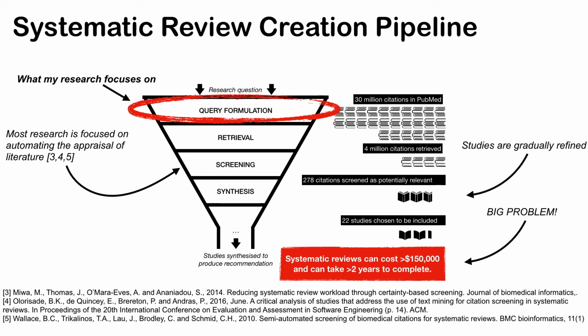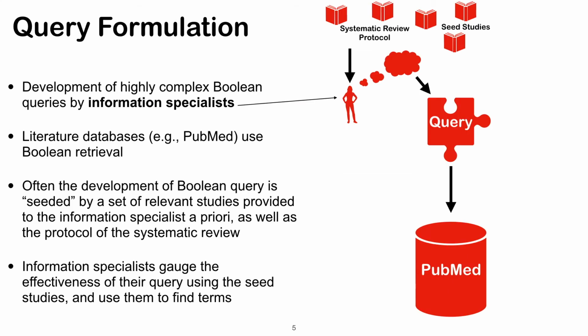My research focuses on query formulation. This is the construction of a Boolean query which retrieves the literature for screening. However, most research is currently focused on automating the screening process. This is where researchers screen retrieved studies for inclusion in a systematic review. We suggest that improving how queries are formulated will lead to fewer studies requiring screening and ultimately more timely and cost-effective systematic reviews. Query formulation for systematic review literature search is the focus of this talk.